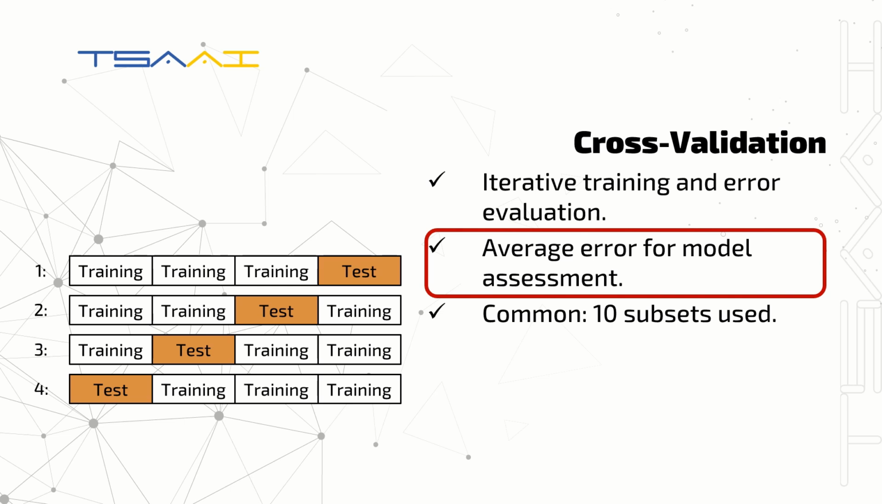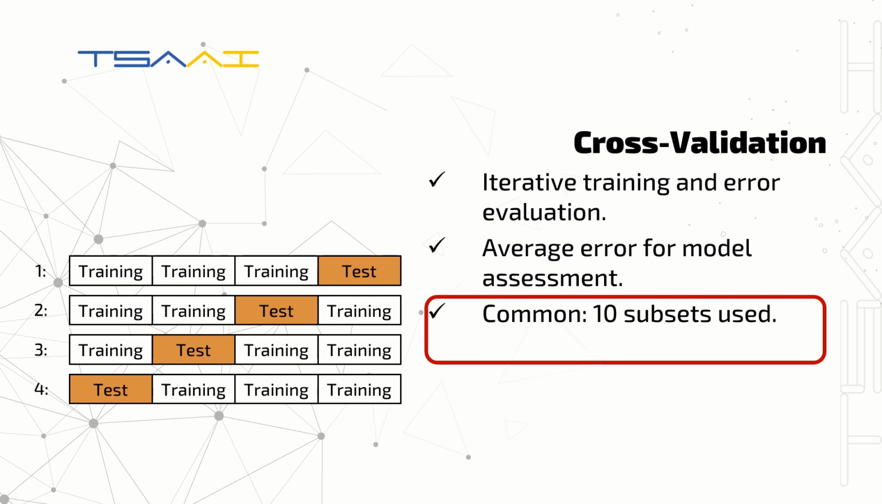Beyond the traditional split between training and test data, cross-validation allows us to evaluate our models from various angles, ensuring they perform well on different subsets. The figure illustrates this method with 4 iterations, but typically 10 subsets are used.